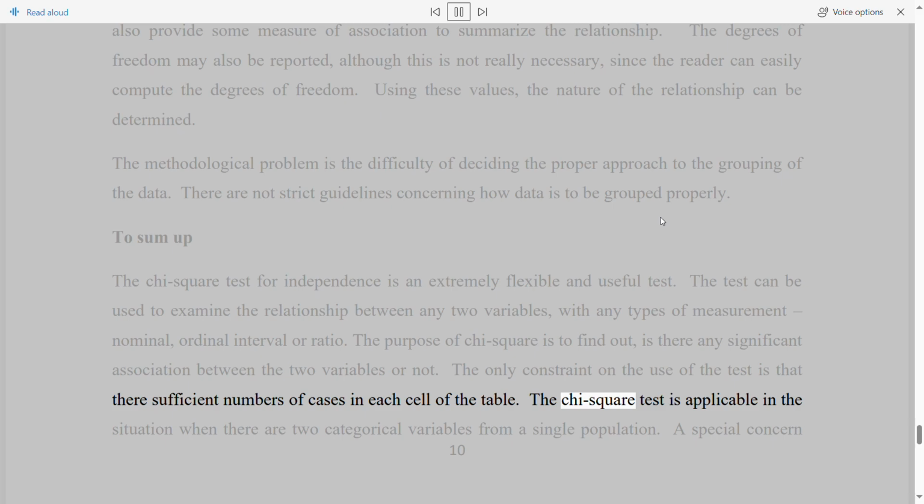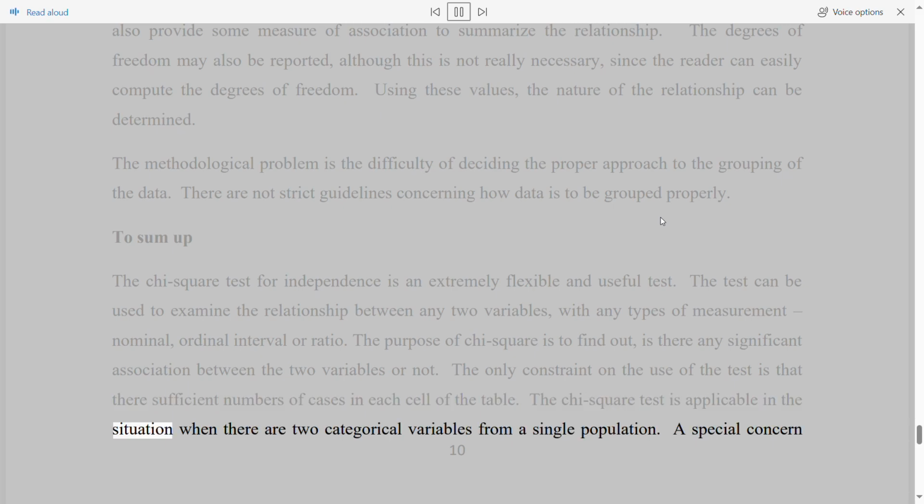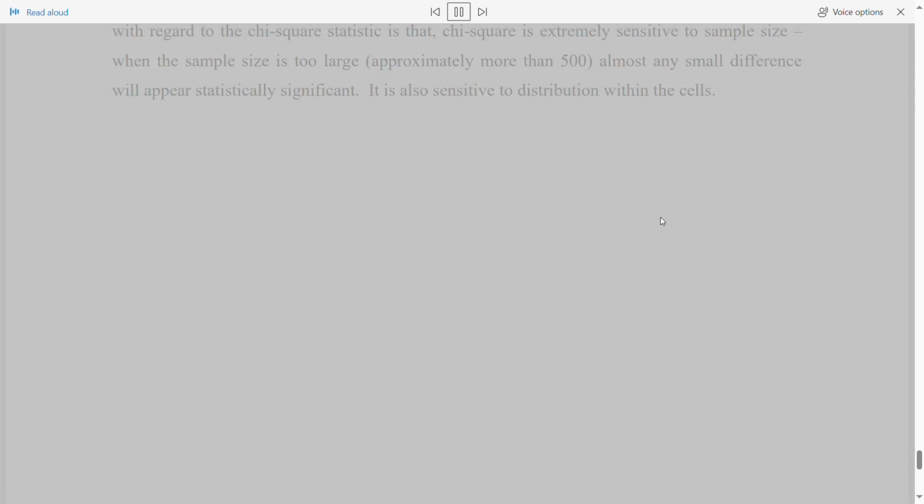The chi-square test is applicable in the situation when there are two categorical variables from a single population. A special concern with regard to the chi-square statistic is that chi-square is extremely sensitive to sample size. When the sample size is too large, approximately more than 500, almost any small difference will appear statistically significant. It is also sensitive to distribution within the cells.